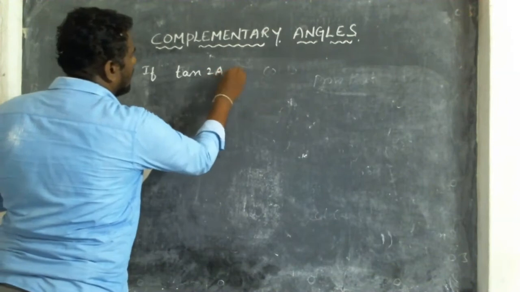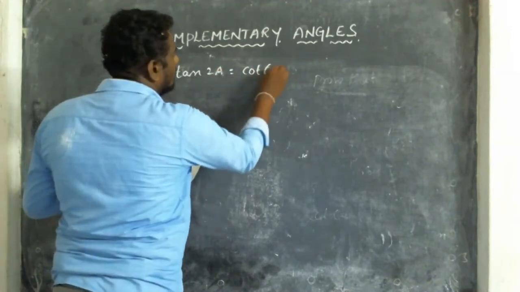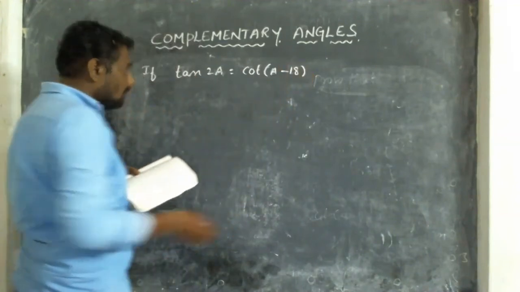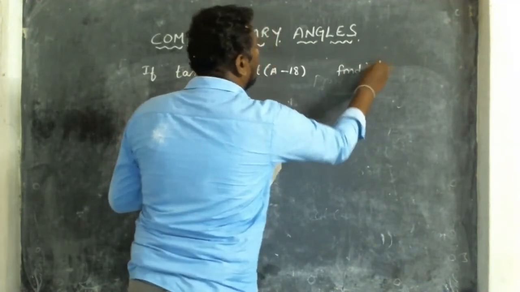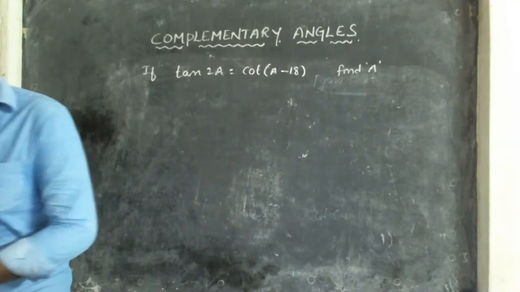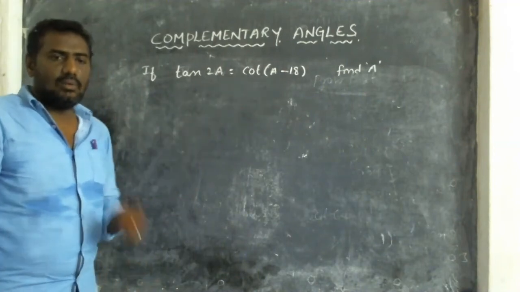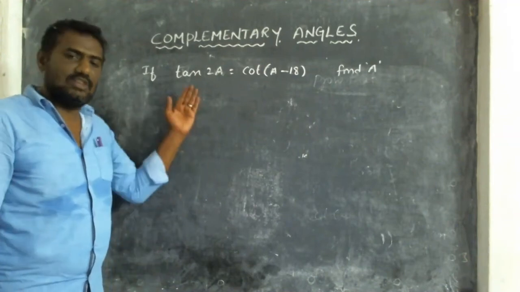If tan 2a equal to cot a minus 18 degree, find a. Find the a value. Here, how many trigonometry is there, children? Two trigonometry is there. One trigonometry I am going to change. Which trigonometry I am going to prefer means first one only.